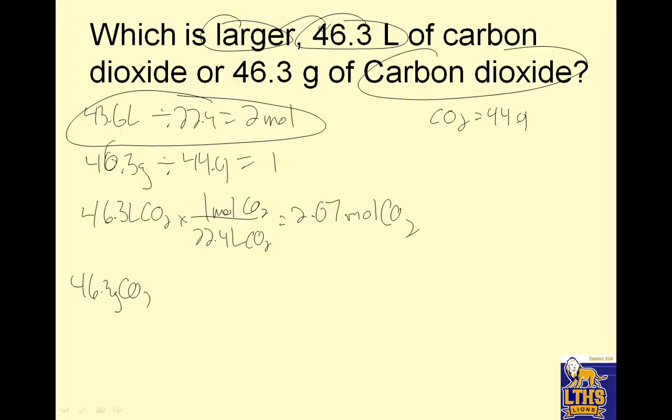And 46.3 grams of CO2 times dividing bar, grams of CO2, moles of CO2. Number 1 always goes with moles, and little g stands for go to the periodic table. 46.3 divided by 44.01 is 1.05 moles of CO2.